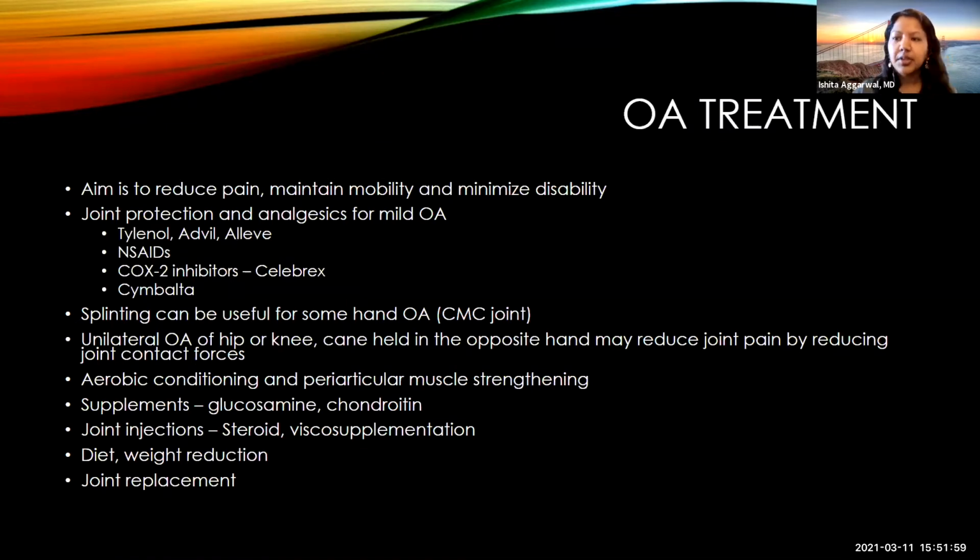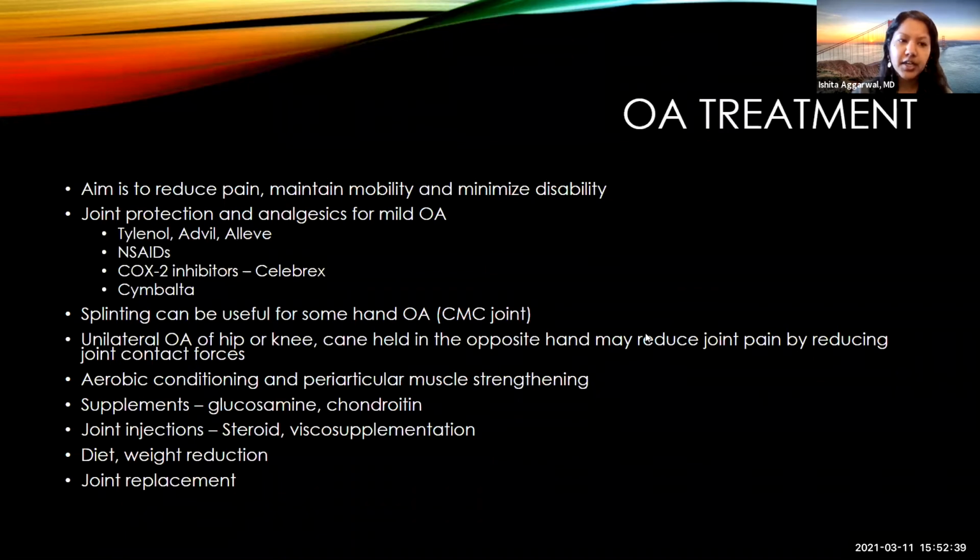Splinting may be used for some people with hand osteoarthritis, specifically of the carpometacarpal joint here. And you may see that, if there is unilateral, so one-sided involvement of the hip or the knee, using a cane in the opposite hand may actually help to reduce joint pain by reducing the joint contact force. So that may be another strategy to help. We typically recommend to strengthen the muscle around the affected joint with physical therapy and aerobic conditioning, and that can help to protect the joint.